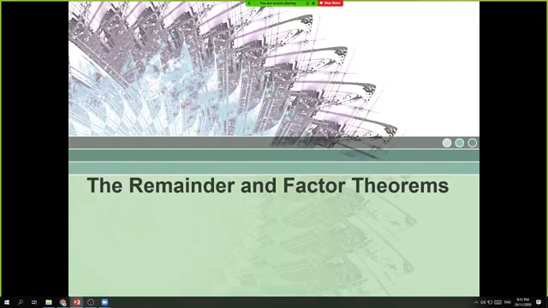For this session, we will be talking about the remainder and the factor theorem. Now let's begin with the remainder theorem.